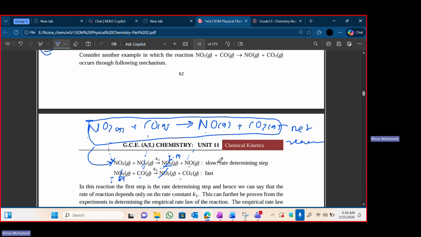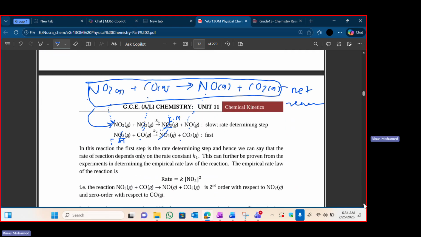And the first one is the slowest step. Then what can you say about the rate constants K1 and K2? K2 is greater than K1, much greater. So that's the fast step. The second one is the fast step. The first one is the slowest step.